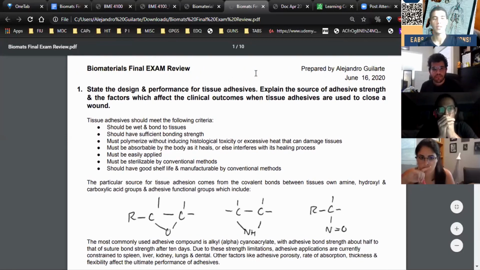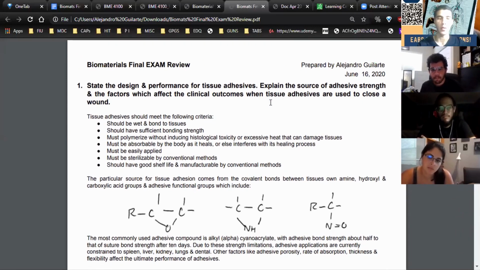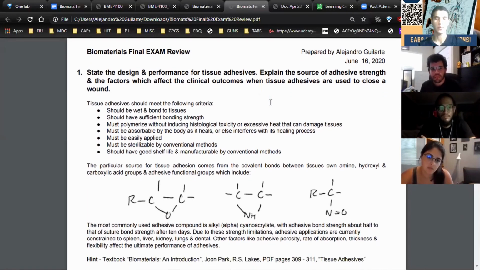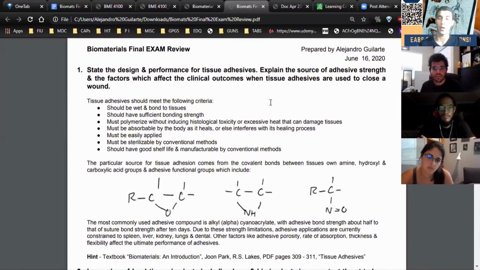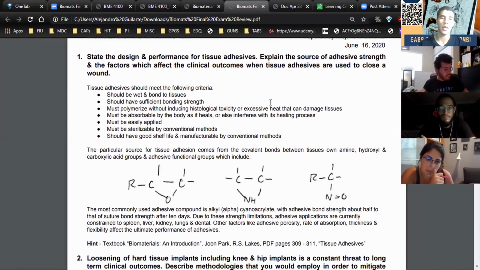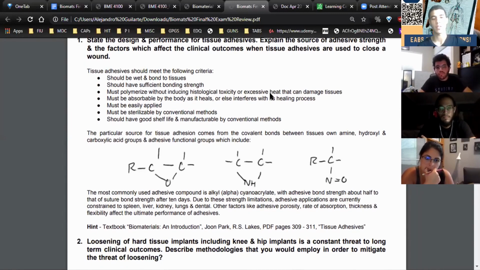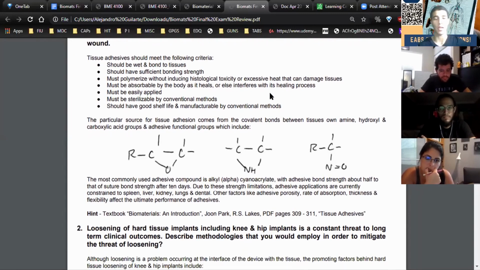Number one, say the design performance of tissue adhesives and pros and cons. So obviously the tissue adhesive needs to meet the following criteria. It needs to wet and bond tissues. It needs to have sufficient bonding strength. When they polymerize, they can't produce excessive heat or toxicity in a way that can damage the tissues. It needs to be easily applied, sterilizable through conventional methods, and manufactured through conventional methods as well.